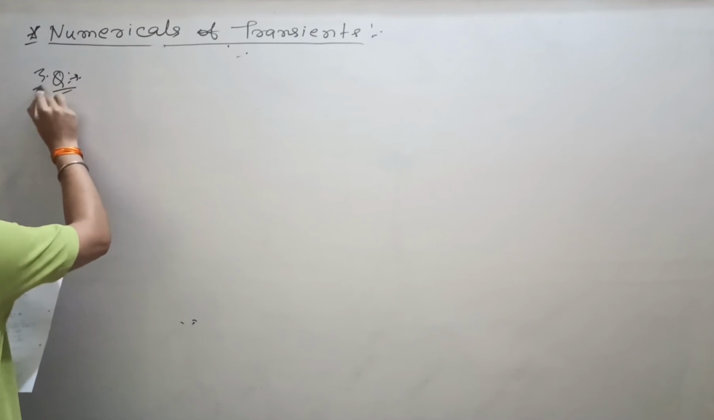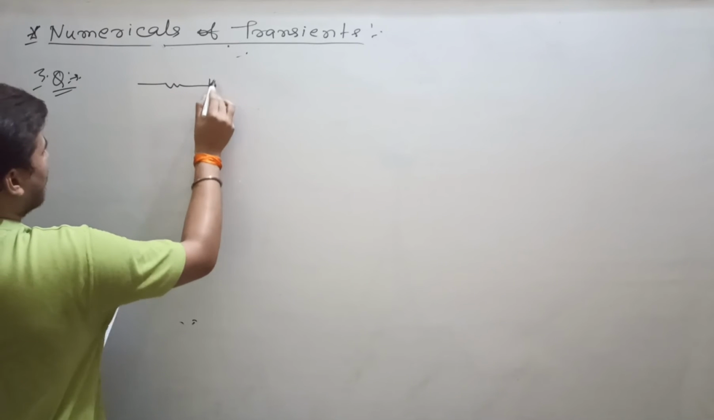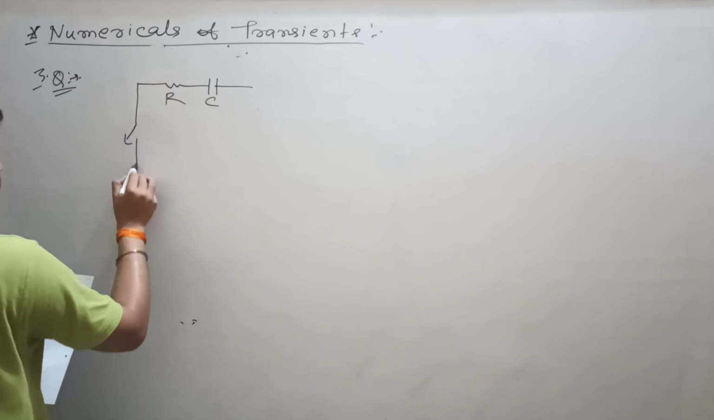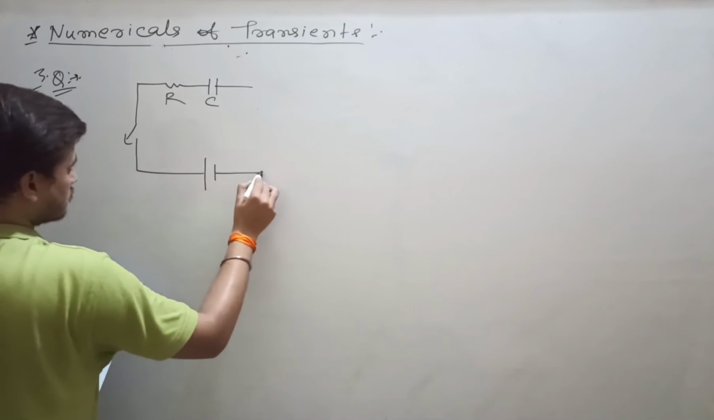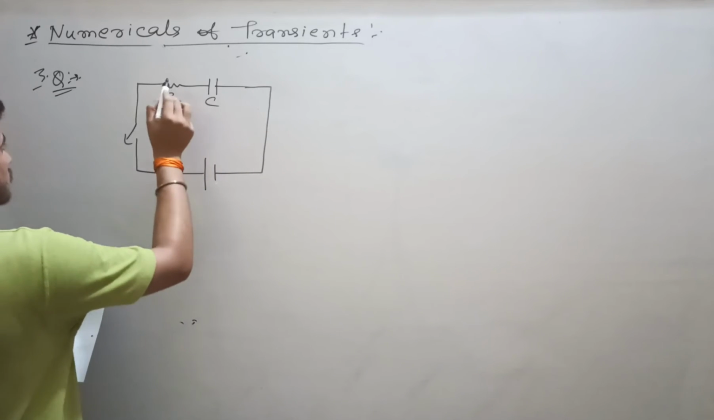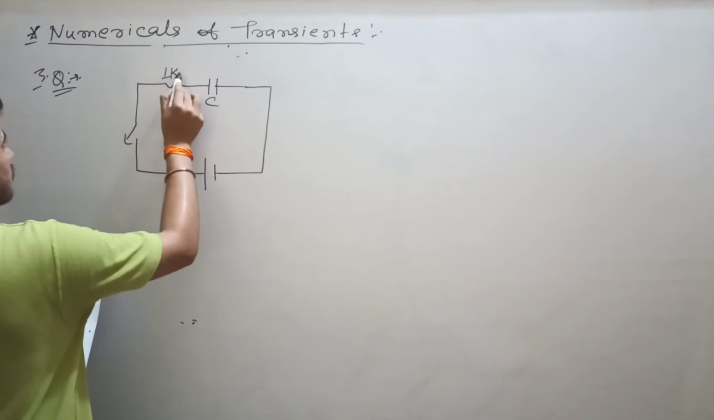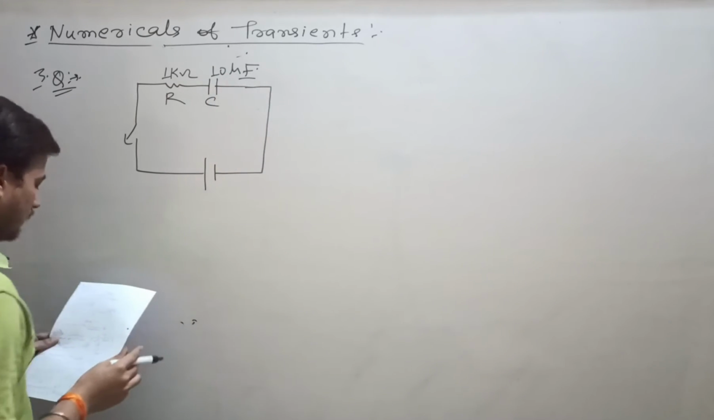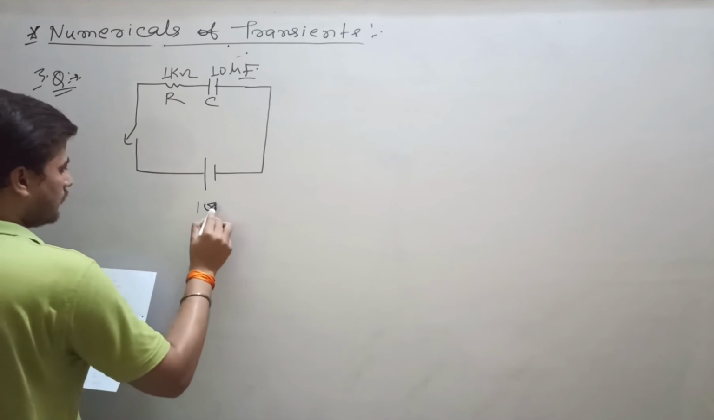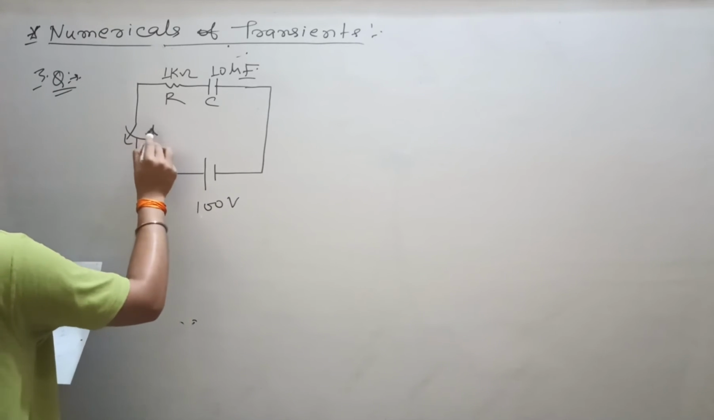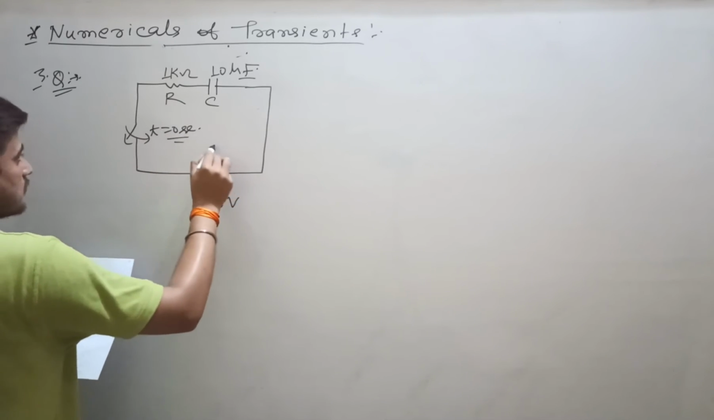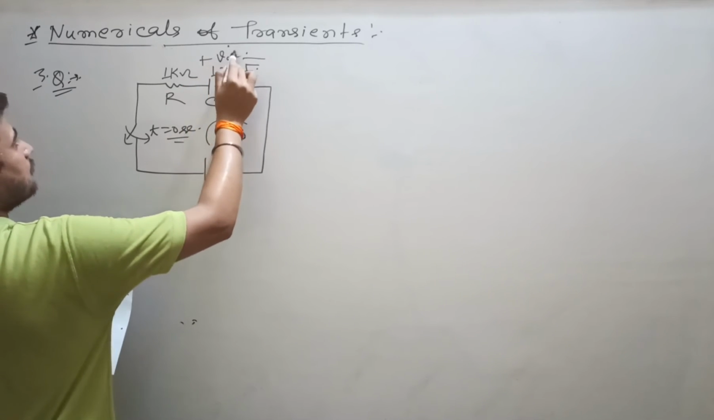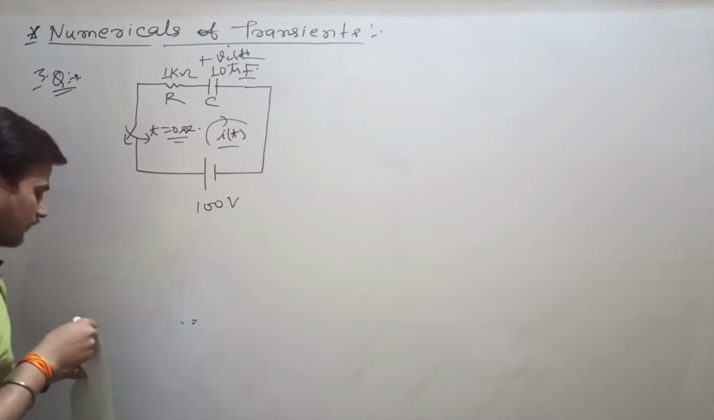Question 3. You have an RC circuit. Here it is 1 kilo ohm. Here it is 10 microfarad, 100 volt. The switch is closed at t equal to 0 second. This is the direction of current IT and this is the direction of voltage VCT. Again you have to write the different expressions.